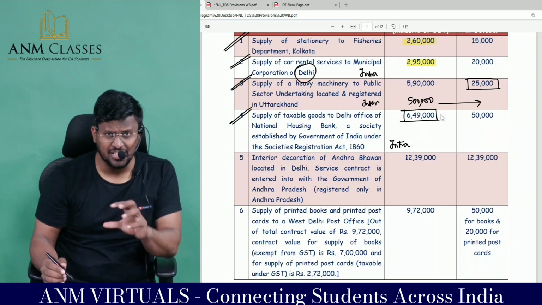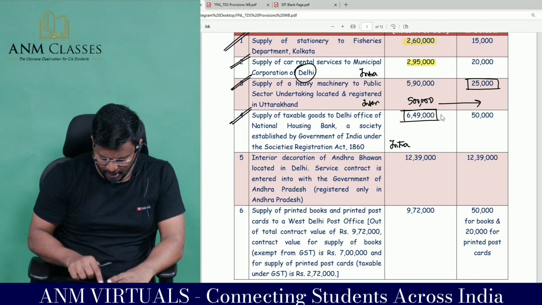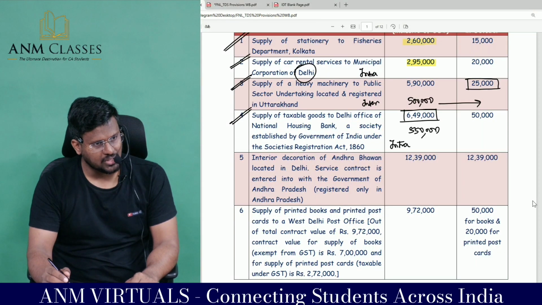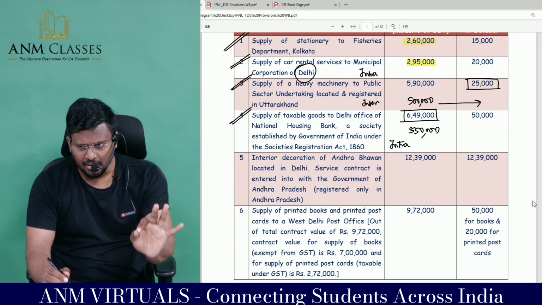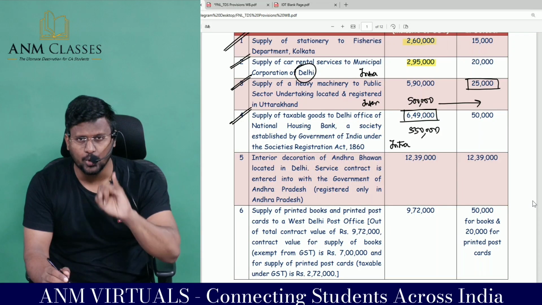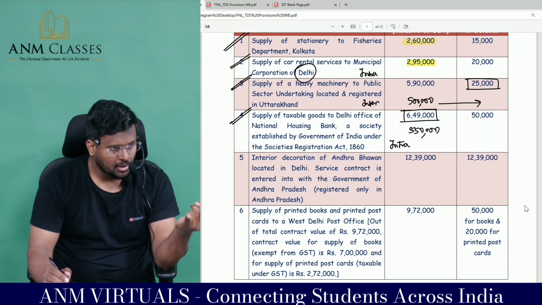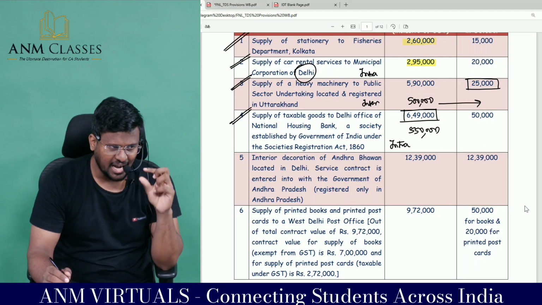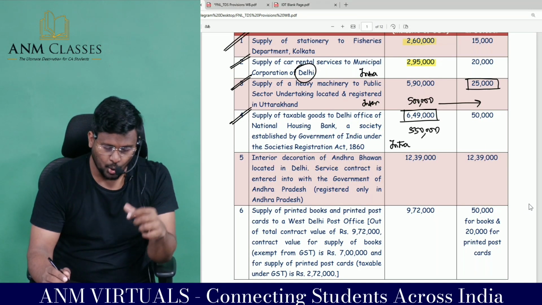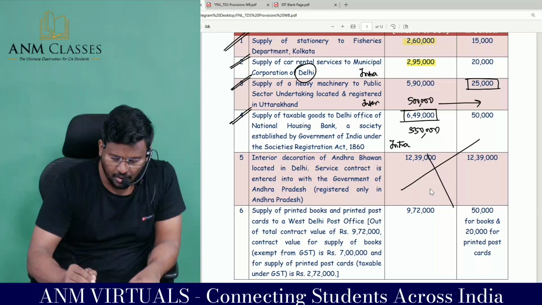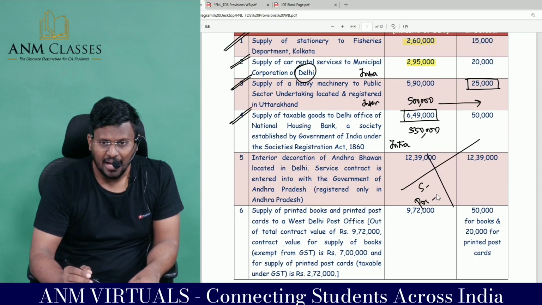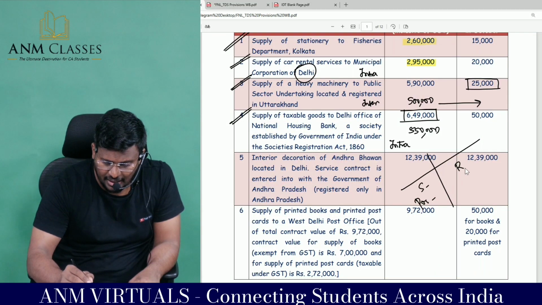6 lakh 49,000. First check the contract value. 6 lakh 49,000 divided by 118 into 100 comes to. This is surely more than 2 lakh 50,000. The recipient is liable to deduct as per the contract value test. Is this supply an intra-state supply or interstate supply? Then we are having an exception. We have to check the location of the supplier, location of the place of supply, and also the location of the recipient.